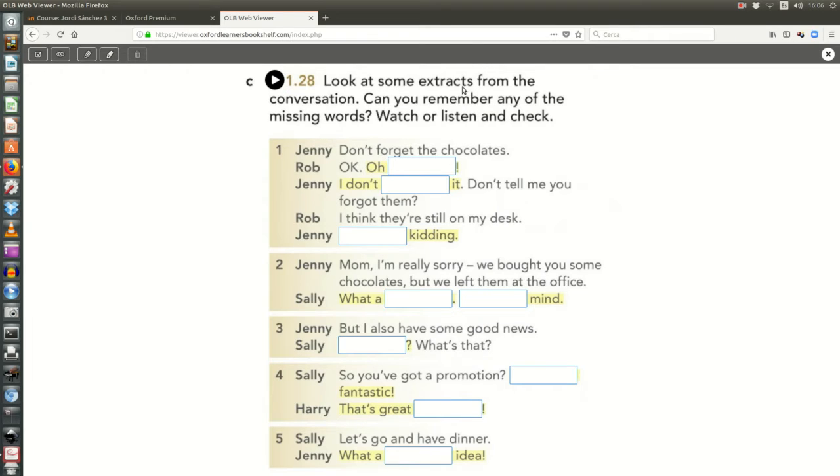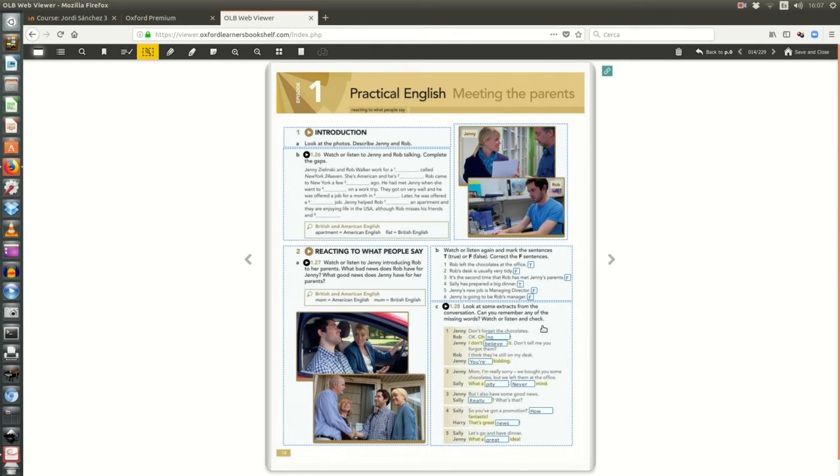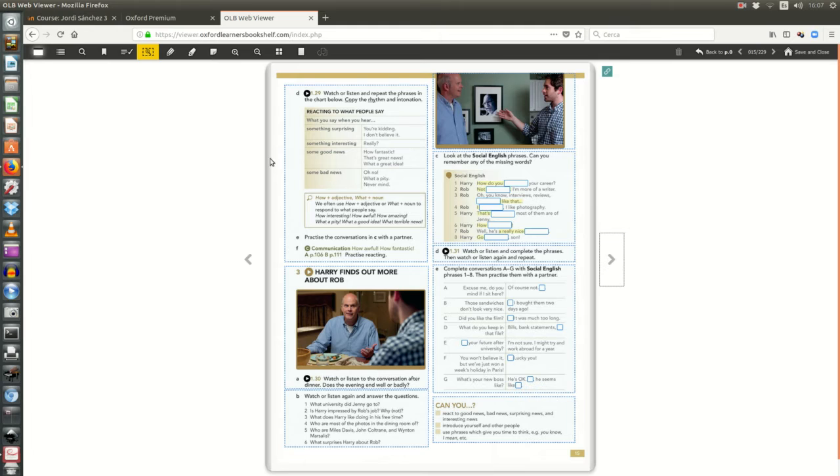Here it says, look at some extracts from the conversation. Can you remember any of the missing words? Okay, so these are extracts, so it's not a complete conversation, just parts taken from the conversation. And let's see if you please make the effort and see if you remember what words were here. I will show you in a minute. So pause the video and check in a second. Okay. And move on to the other page.